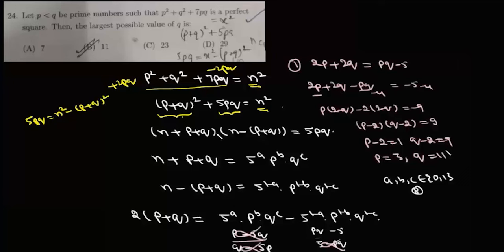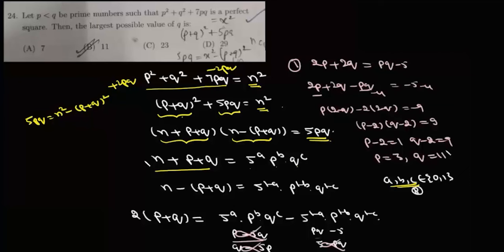Now this is a plus b into a minus b. So this is (n plus p plus q) and (n minus p minus q), and it will be equal to 5pq. So basically, the product of two factors on the left hand side should be equal to 5pq. So what we'll do is, we'll take n plus p plus q as 5 to the power a, p to the power b, q to the power c, and n minus p minus q as 5 to the power 1 minus a, p to the power 1 minus b, and q to the power 1 minus c, where a, b and c, they can take the value 0 and 1. So basically we have to distribute 5pq in two expressions.